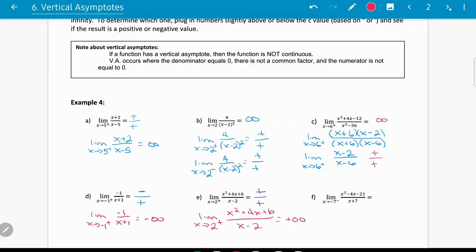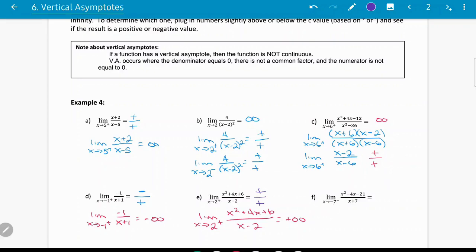Now, you've noticed that in example C and in a few of them on the previous page, I did factor. It is not necessary to factor it every single time. So let's look at example F. I'm coming in from values of x less than -7, so I can see that it's going to be a number over 0.